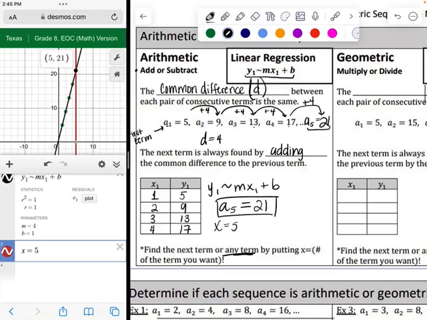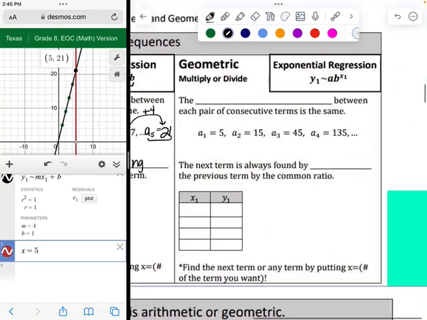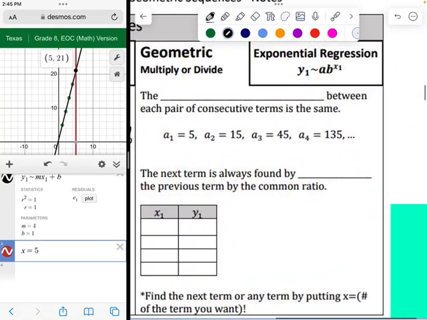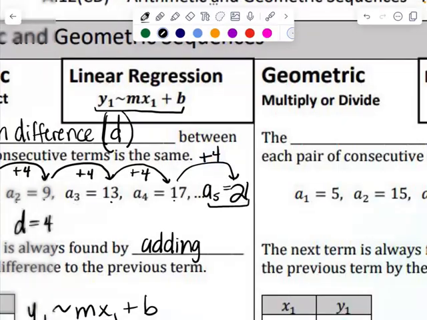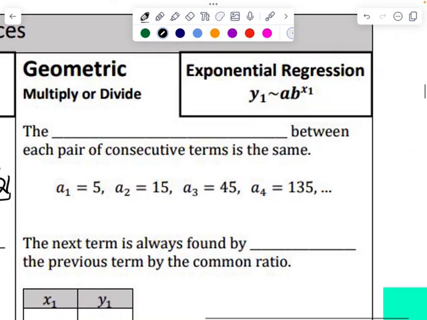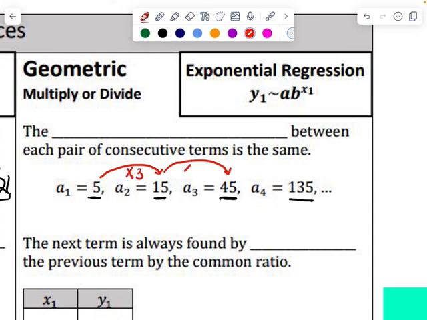Now, very similar to that, geometric is when you either multiply or divide to get to the next number. So right here, I've got the numbers 5, 15, 45, and 135. So if I think about it for a second, for me to get to 15, yes, I can add 10. But if I add 10 again, that's not going to get me 45. What I could do here is multiply times 3. And if I multiply 15 times 3, that's what's going to get me 45. And that keeps working over and over again.